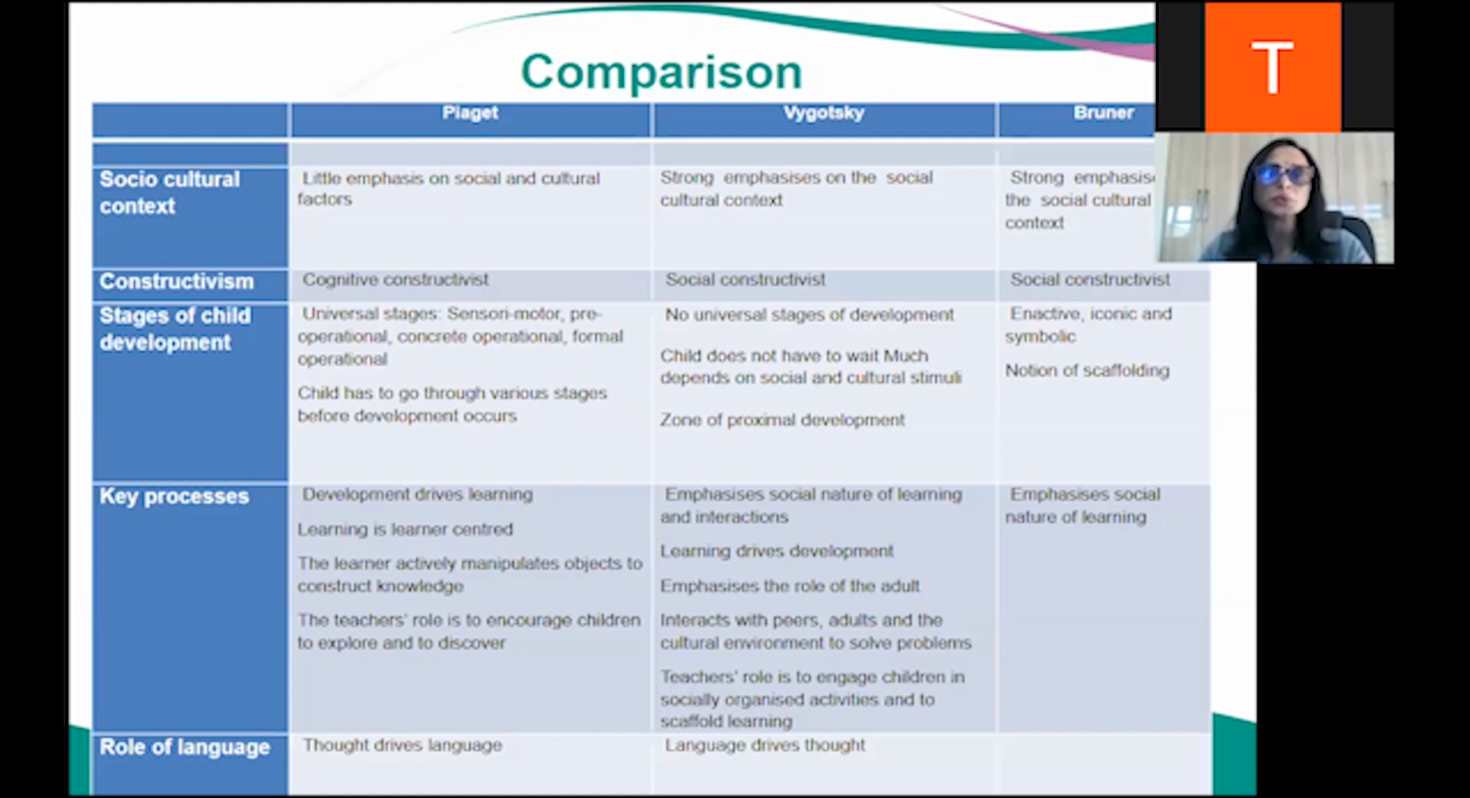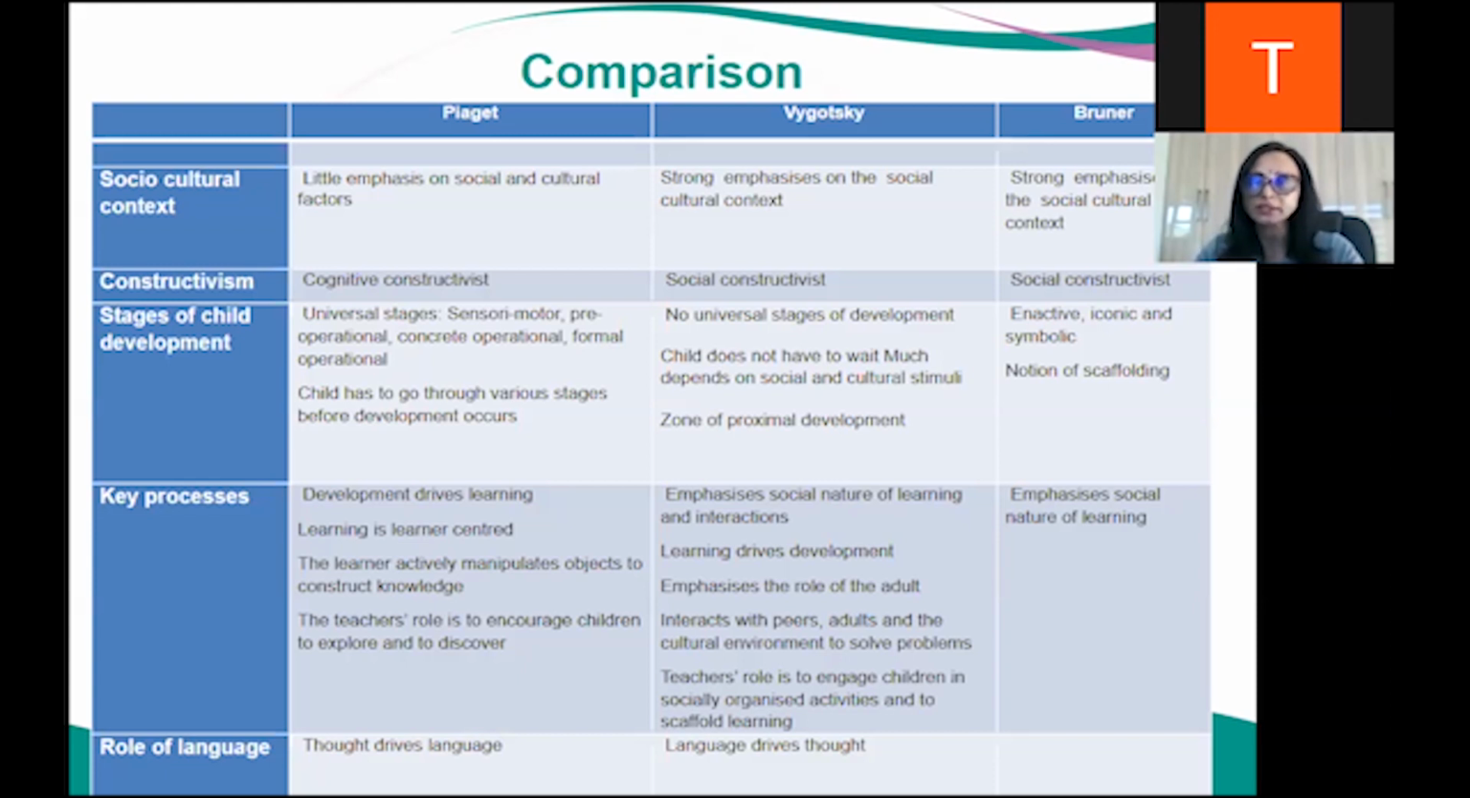I suggest that as you can see on the extreme left side, the key elements are going to be social and cultural context. If you look at social cultural context, what is Piaget saying about the social cultural context? What does Vygotsky say about context? And what is Bruner's contribution with regard to social culture?